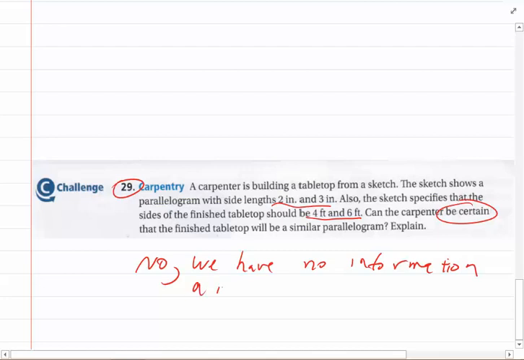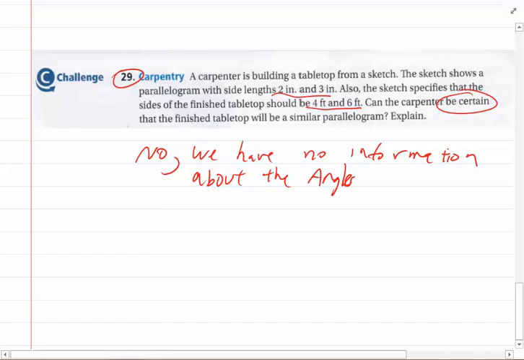about the angles. And for similar figures, all corresponding angles have to be congruent, and all sides have to be proportionate for two parallelograms to be similar. So we need to first look at the angles and make sure it is indeed a similar parallelogram. So we cannot be certain that this is a true statement. Okay.